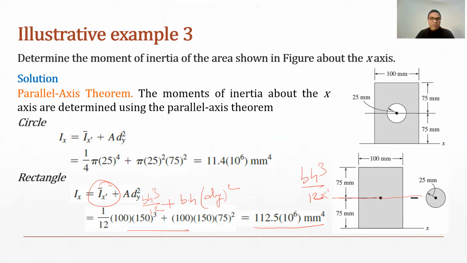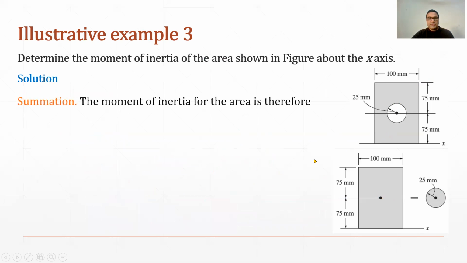So this is the moment of inertia of the whole rectangle, and this is the moment of inertia of whole circle. But here in our problem, the circle is hollow. This is basically a hole. So to find out moment of inertia of this composite area, we have to deduct moment of inertia of the circle from the moment of inertia of the whole rectangle, and then the answer will be the moment of inertia of this composite area. So this is what we are going to do.